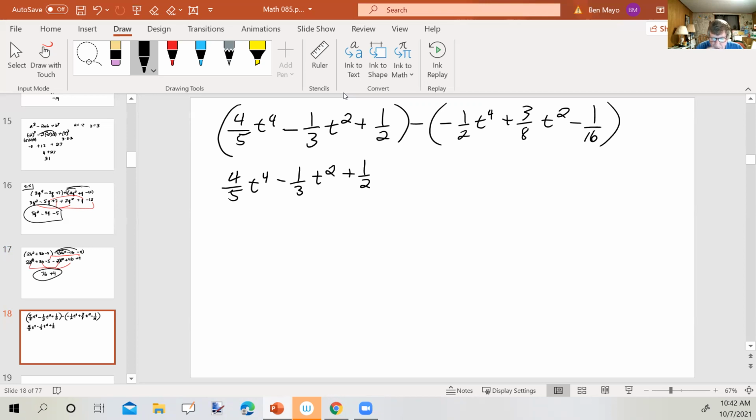There's a subtraction sign in front of the second grouping symbol. So we'll distribute the negative, or the -1. Negative times negative is positive 1/2 t to the 4th. Negative times positive is negative 3/8 t squared. And negative times negative is positive 1/16.